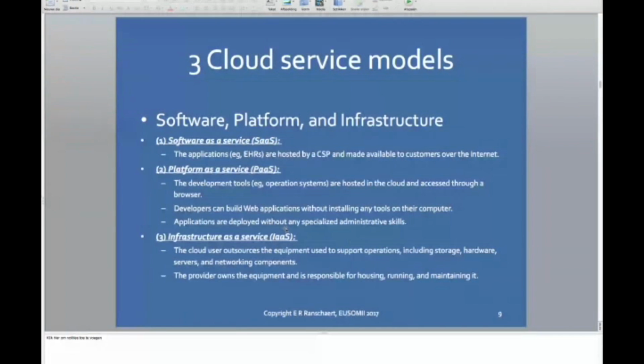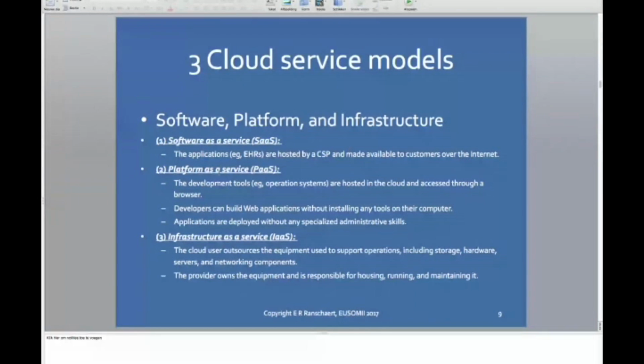With this slide, I again want to explain the three types of service models, which are software as a service, platform as a service, and infrastructure as a service. Software as a service means that applications are hosted by a cloud service provider. For example, this can be an electronic health record or patient record. These services are made available to the customers over the internet.